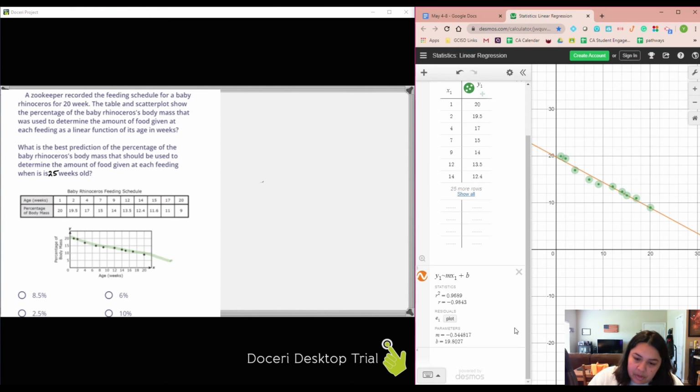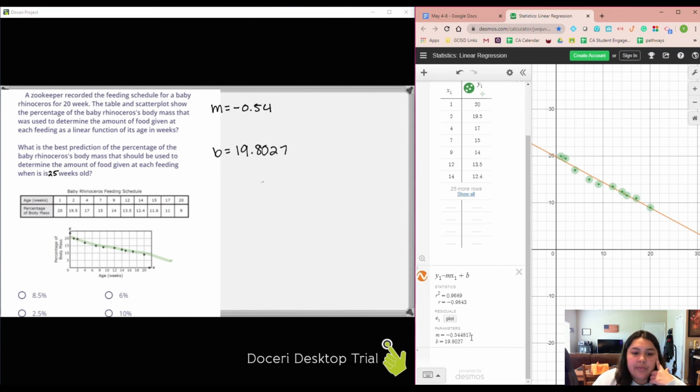So our m, remember we're looking at this right here, and we're looking under parameters. My m is negative 0.544817, and my b, my y-intercept, is 19.8027. Okay, so for our rounding, remember it's 2 decimal places. I'm going to look at 4 and 4. This 4 is not greater than 5, so I'm just going to leave it as negative 0.54. Okay, so I'm just going to go ahead and erase that part.